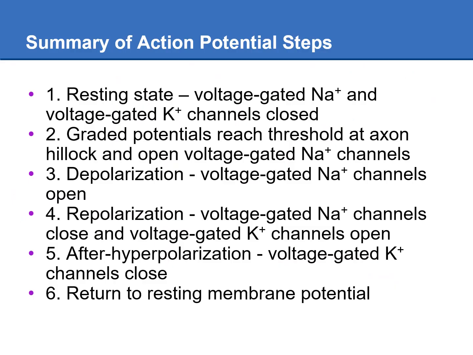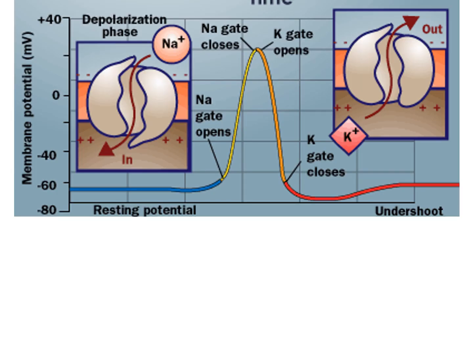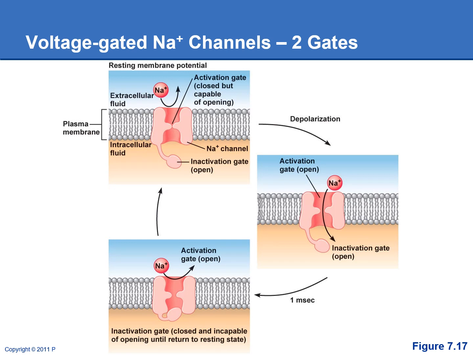Okay, and then I just have everything written out here that we just went over. And then these are just some pictures from your book. And then again, just some more pictures of what we've been talking about. And then just more pictures from your book, showing you the voltage-gated sodium channel with the two gates, the inactivation gate on the bottom and then the activation gate on the top. And make sure you know which gates are open and closed during the different phases of the action potential.